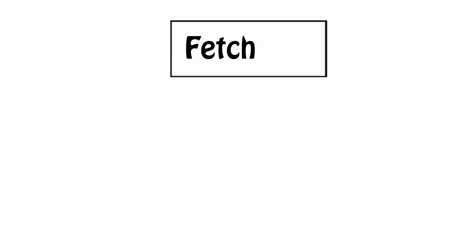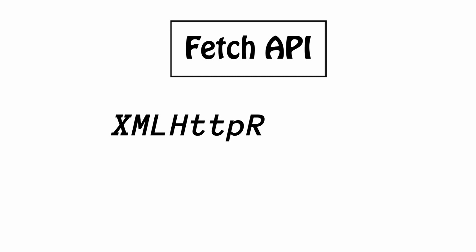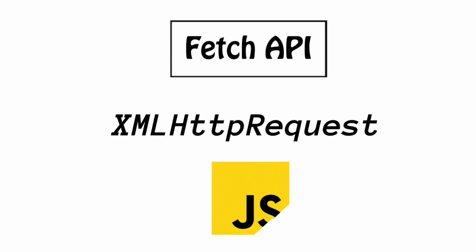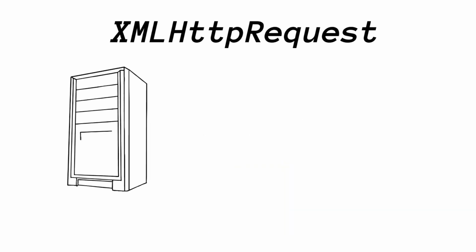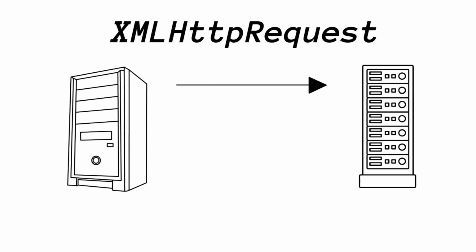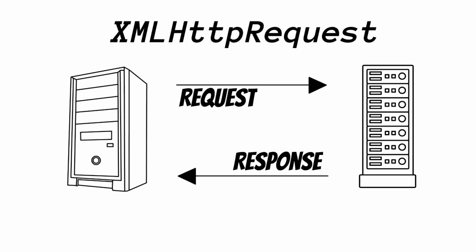The Fetch API provides an interface with a more powerful and flexible feature set than XMLHttpRequest to JavaScript developers for fetching resources across the network. Same as XMLHttpRequest, we have two generic objects, which are request and response.